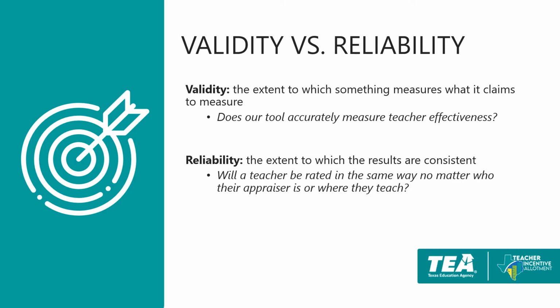Reliability is the extent to which results are consistent. Will a teacher be rated the same way no matter who their appraiser is or where they teach? Because appraisers in a single district have such varied experiences and personalities, the default is that appraisers will vary in how they use an observation rubric. Unless we are thoughtful, strategic, and persistent in working toward alignment and scoring teachers, there will be skew. In other words, teachers' observation scores would depend on who their appraiser is, what school they teach at, or what subject they teach, rather than how effective they are as a teacher.